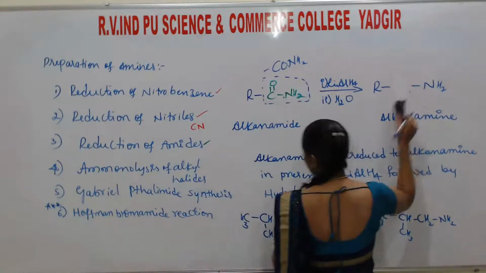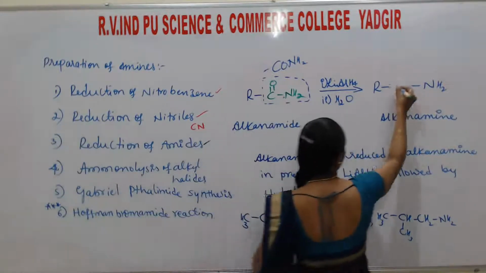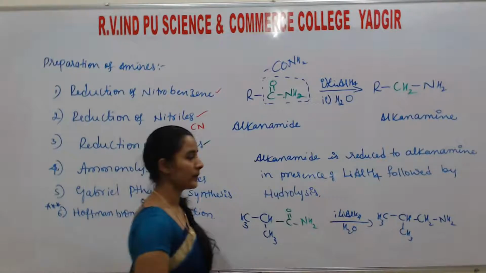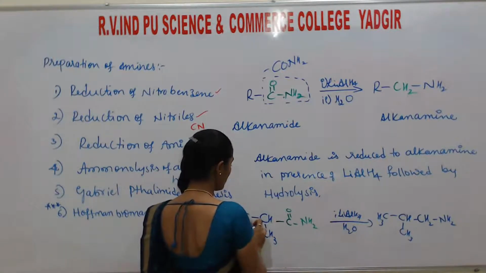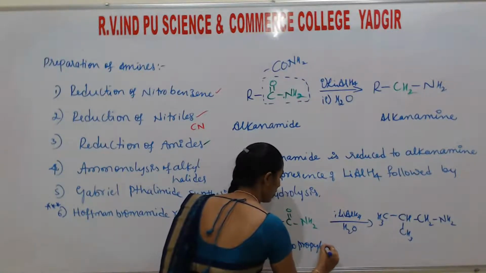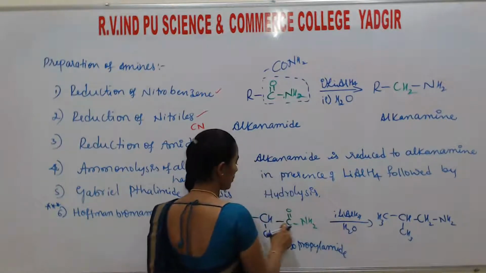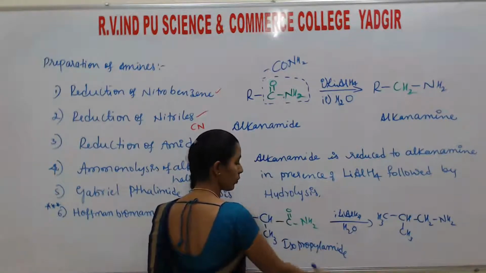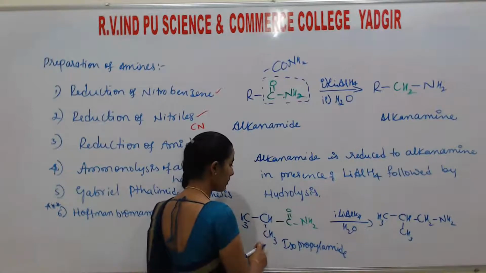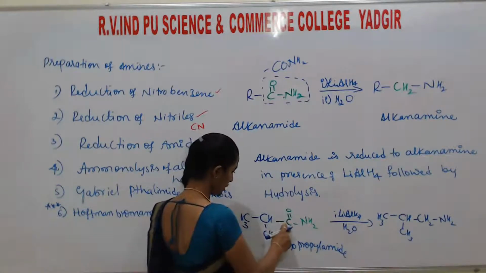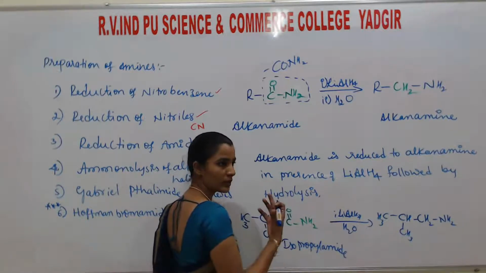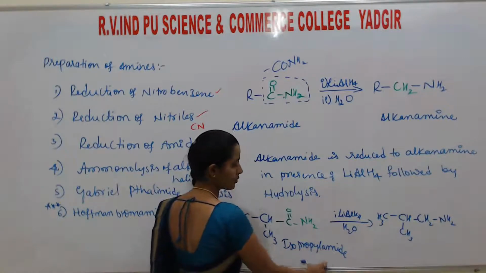Which one changes? C double bond O changes to CH2. Only that change takes place. Okay, so this is 1, 2, 3. You may take it as isopropylamide, since the second carbon atom has the CONH2 group attached. Or you consider 1, 2, 3 means 2-methyl, 1, 2, 3 means propylamide. You may say whichever way you want. The common name is isopropylamide.